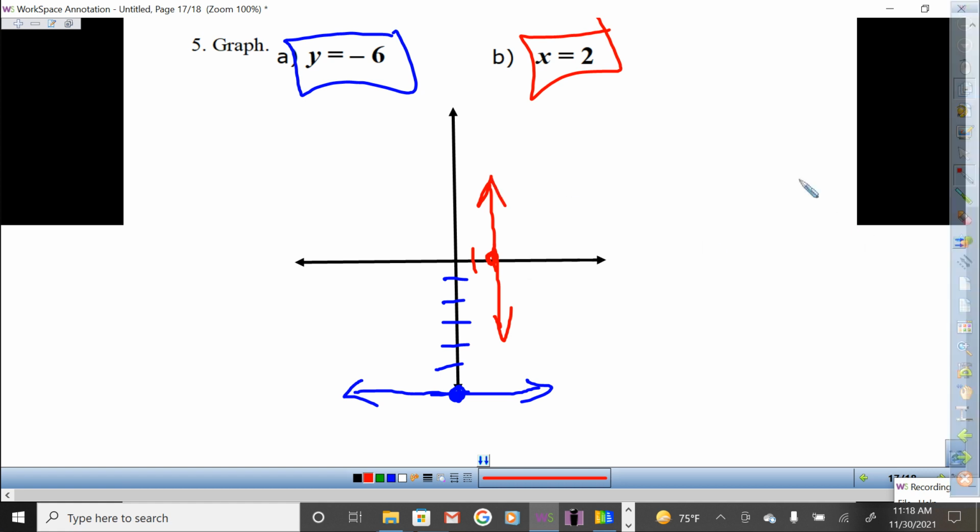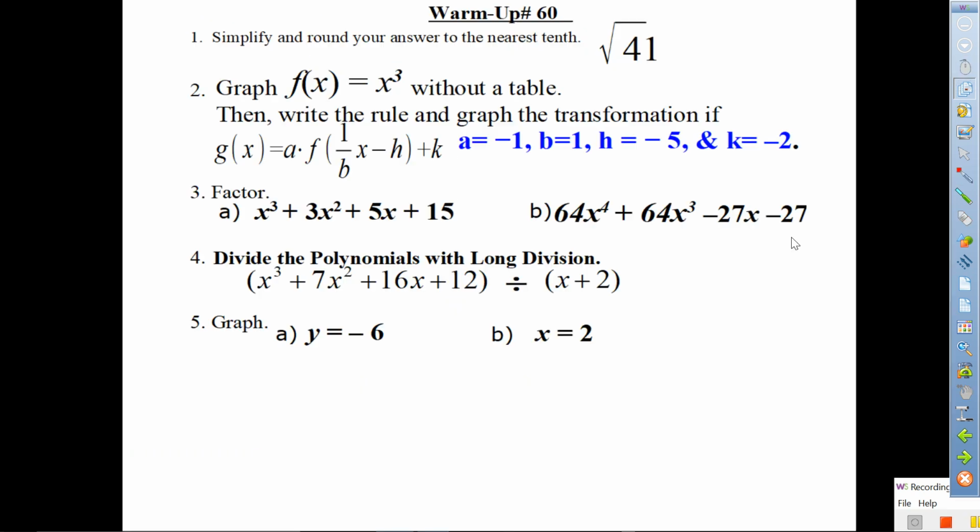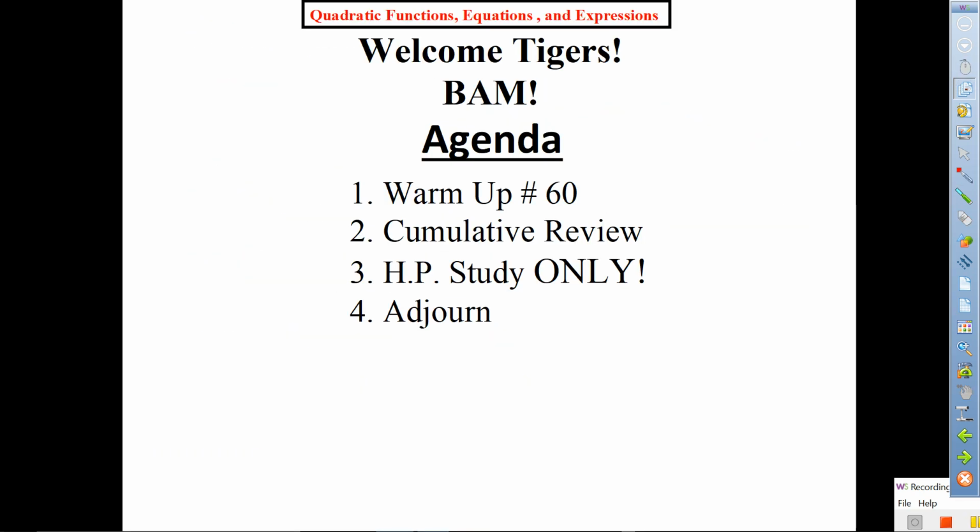Copy the agenda for today. Warm-up number 60. We're still doing the cumulative review, and our homework tonight is to study.